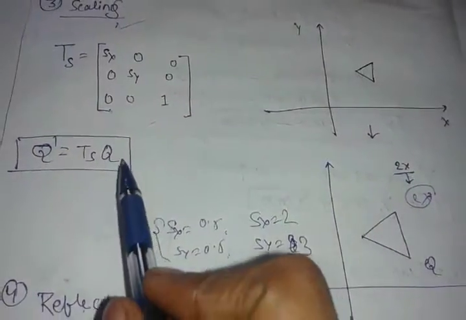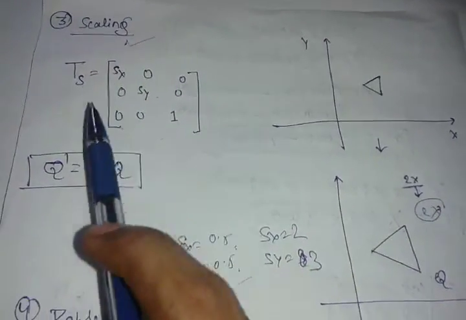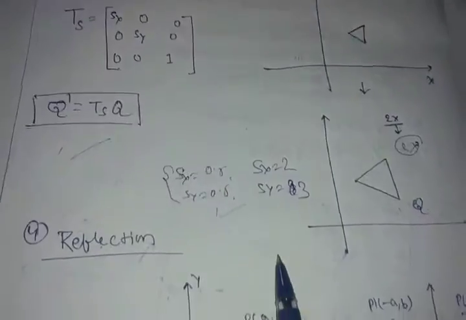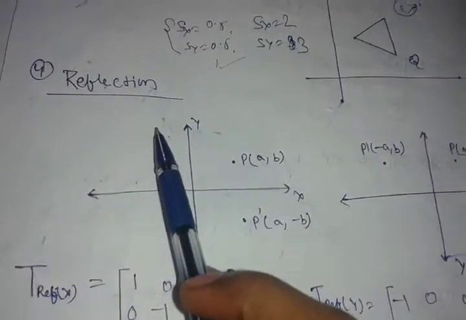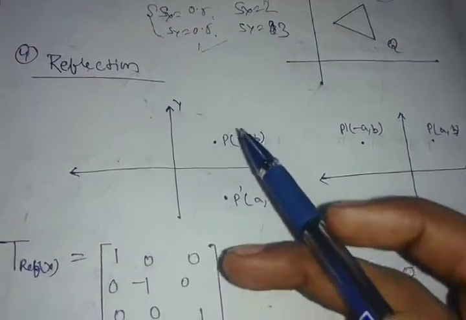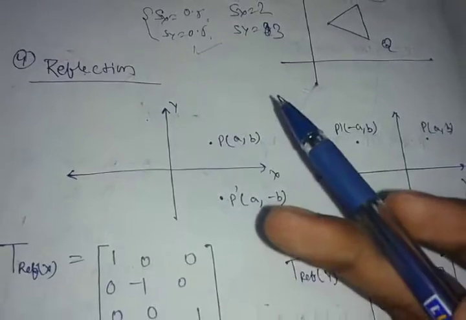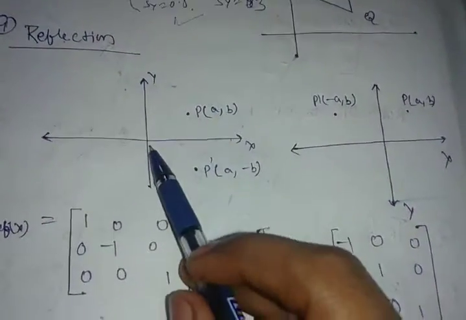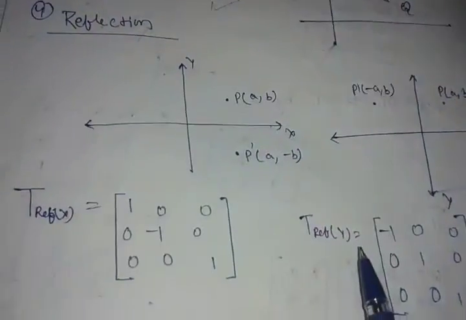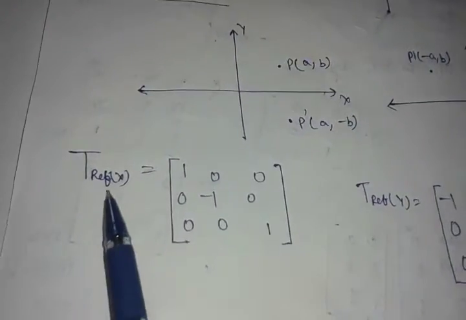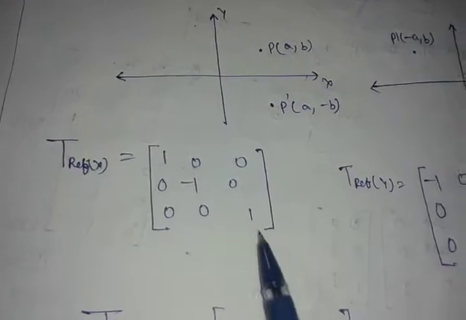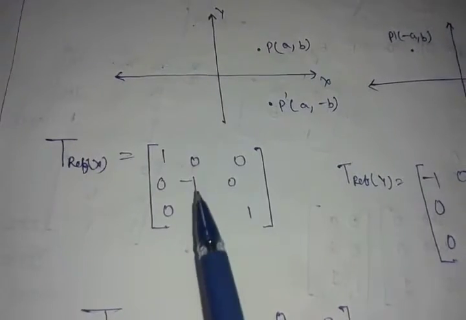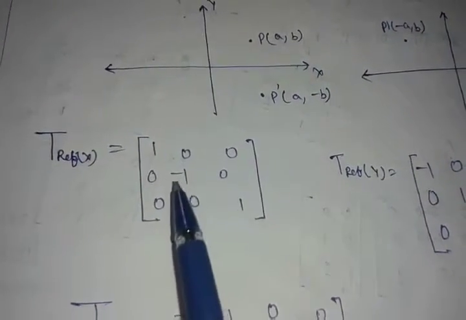You draw the matrix Q and multiply it with this transformation matrix, and you will get the final result. Now coming to the reflection. What is reflection? You are asked to reflect a point or a line or a triangle or a rectangle or something else about the x-axis or y-axis or origin. Only 3 questions can be asked. So what is reflection along the x-axis? It is the identity matrix where the element at the second row and second column, you just put a minus there.